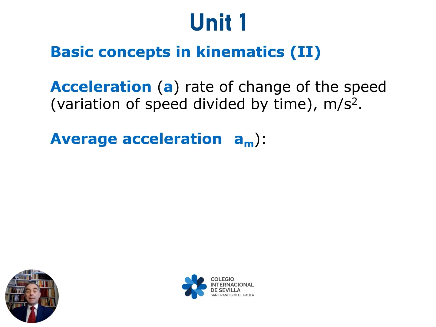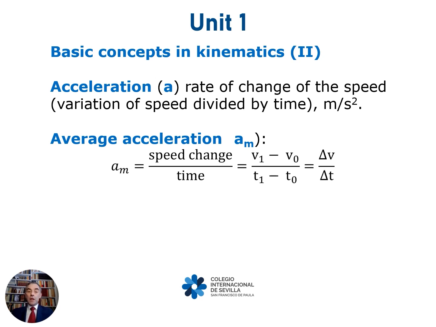The average acceleration for an entire period of a movement is the speed change divided by the time it takes to perform that speed change. So it would be the final speed minus the initial speed divided by the time at the end of that variation minus the time we had at the beginning of that variation. Therefore, delta V, variation of speed, divided by delta T, the variation of time.